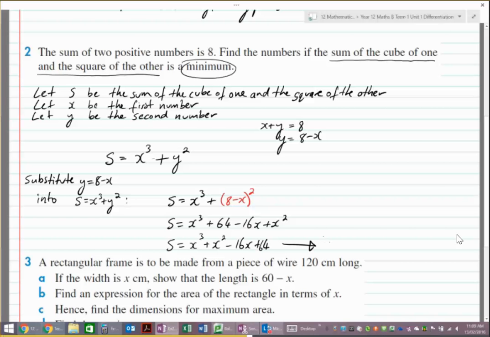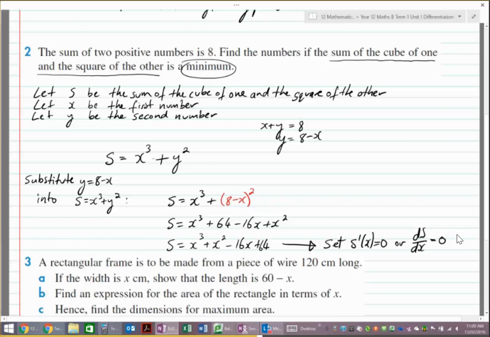Okay, from here we'll set s dash of x equals 0 or ds dx equals 0 and find those turning points, classify them, and answer the question.